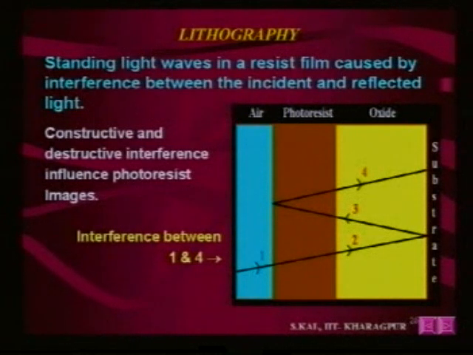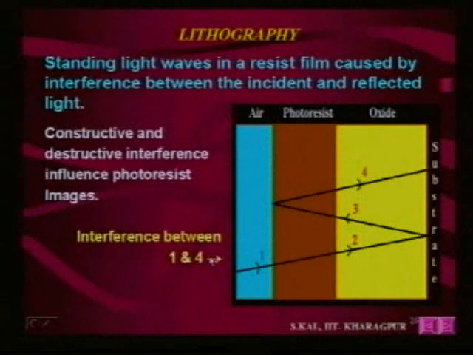When two rays, incident one on the other, originate from the same source, that means the wavelength is same, isn't it? And they differ by a phase, then interference will take place, optical interference. They may form some interference pattern, either constructive interference or destructive interference, and that influences the photoresist image. For example, here in this diagram, the ray, either UV or any other optical wave, passes through air and enters into the photoresist film, then into the silicon dioxide, then the substrate.